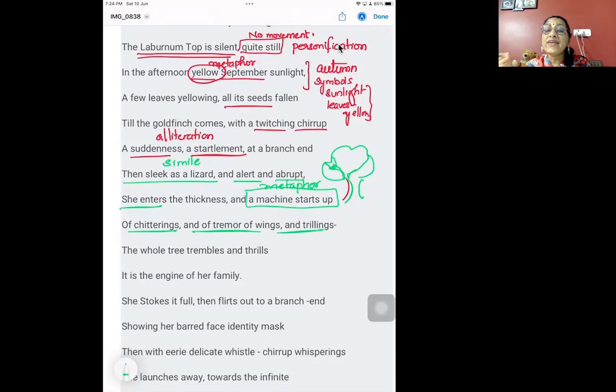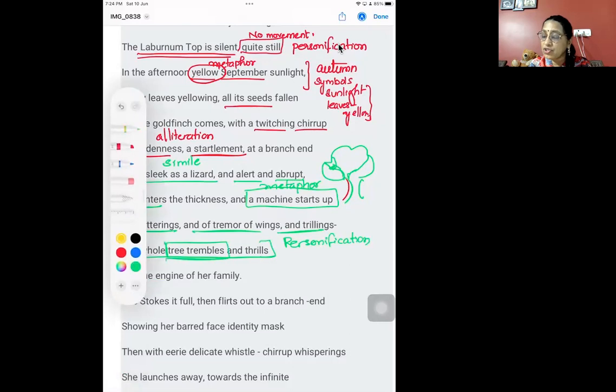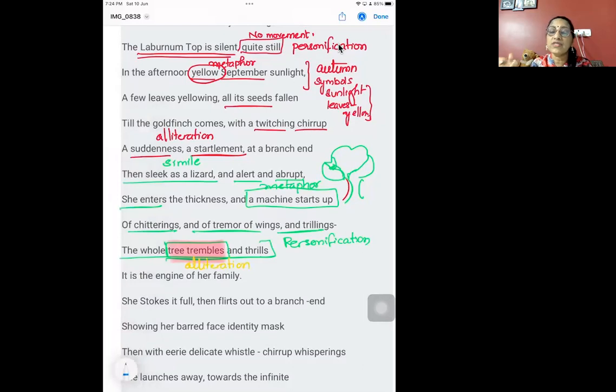The whole tree trembles and thrills. Here this is personification also, and tree trembles is also a metaphor. Remember, child, there are two poetic devices in this. Tree trembles means the tree is trembling, but the whole tree trembles and thrills is personification. That means there was a movement, the entire tree was moving.